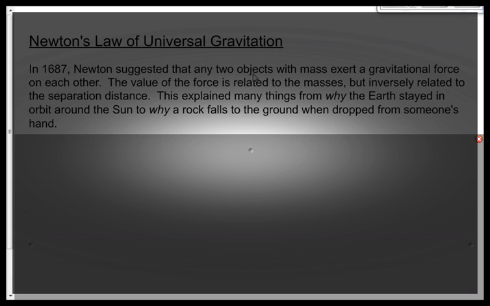When the apple falls toward the earth, it falls because of gravity. The earth has mass, the apple has mass. Gravity pulls those two objects together, just like gravity pulls the earth toward the sun. That's what keeps the earth in orbit around the sun, this mysterious force of gravity. Any two objects with mass will exert a gravitational force of attraction on each other.